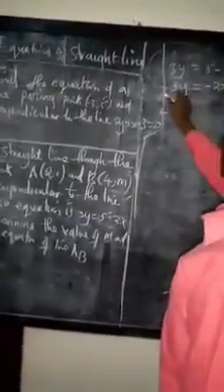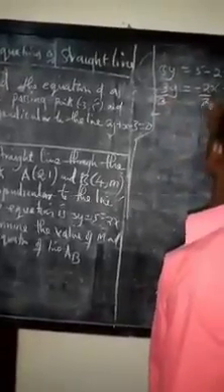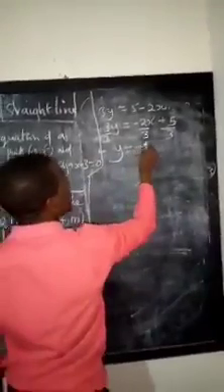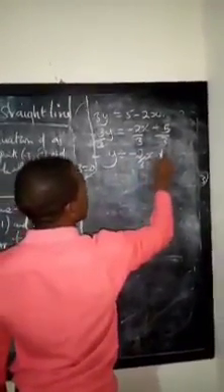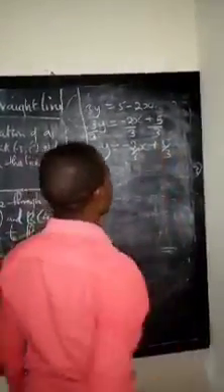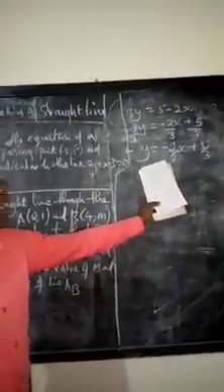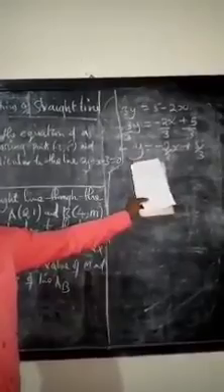It is the same. Then we divide all through by 3, such that we shall be left with y equals negative 2 over 3 x plus 5 over 3. That is our equation. Our m is negative 2 over 3, which is our gradient.